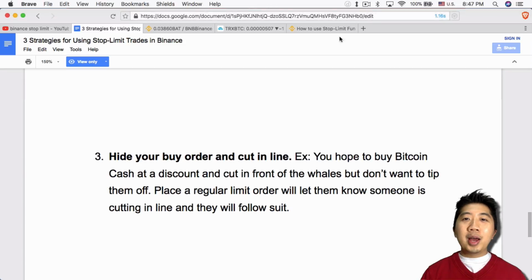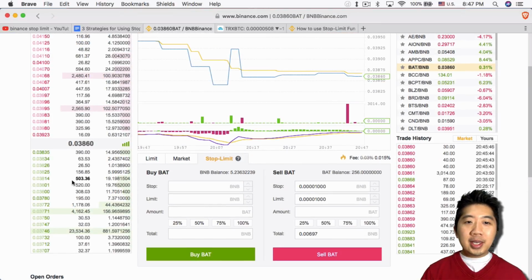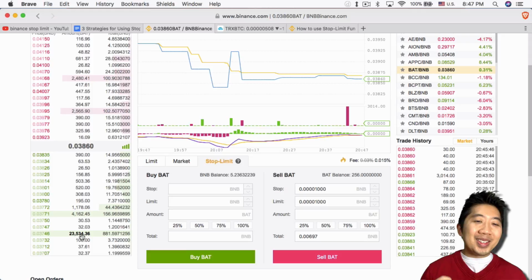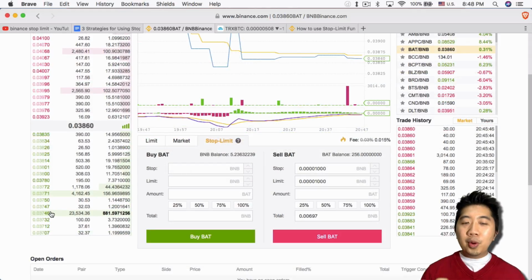And I'll show you exactly what I mean right here. Let's say you see there's a whale that's trying to buy 4,000 of these BAT tokens. It could be a whale or it could be multiple people. Actually, this is where the whale is at, 23,000. So there could be a whale, or it could be multiple people buying at the price point of 0.03746. There's a lot of people buying at that price.